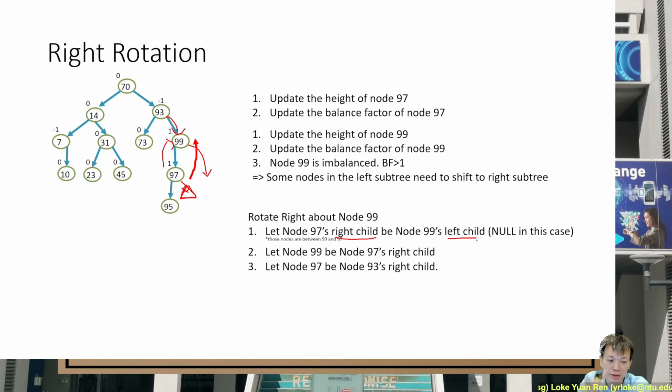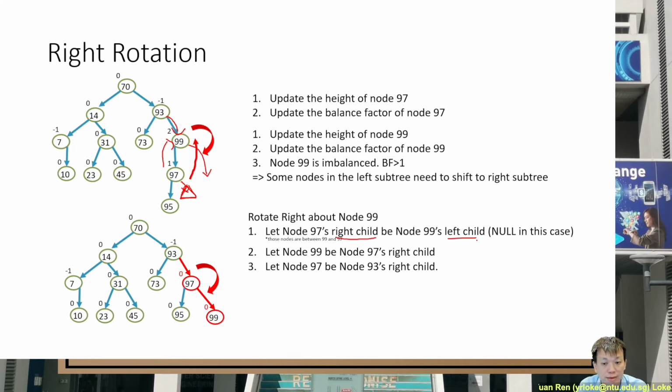Okay. So after that, you will get this. In this case, I don't have anything at the right child of 97. Otherwise, you would expect something there. If 99 has a right child, the right child will still remain there after you do the right rotation about node 99.